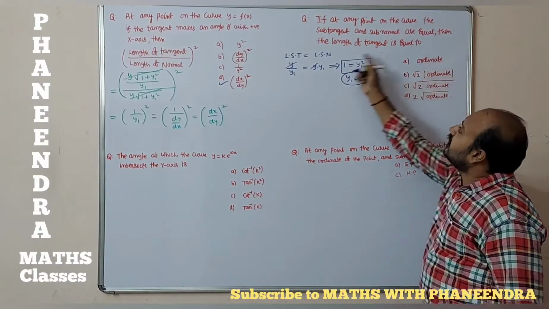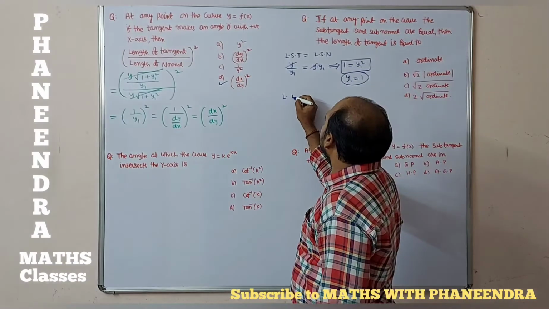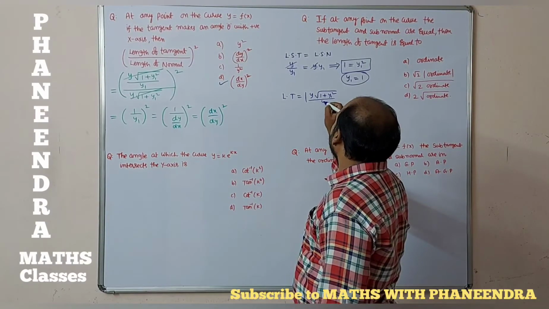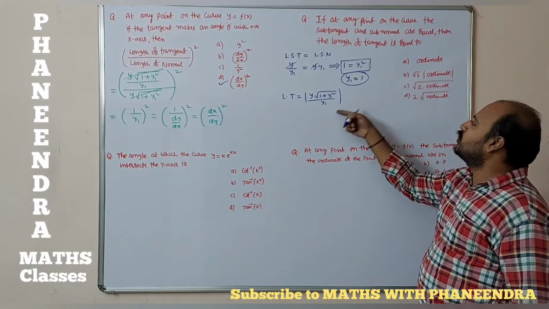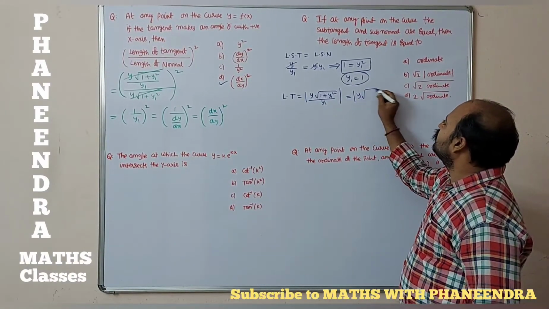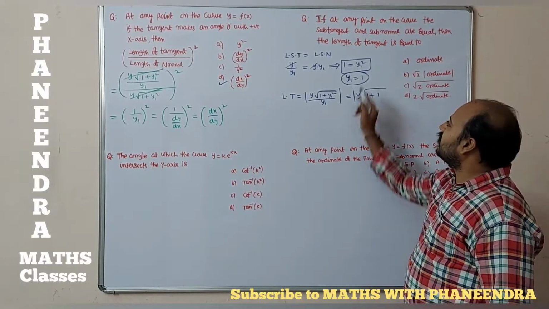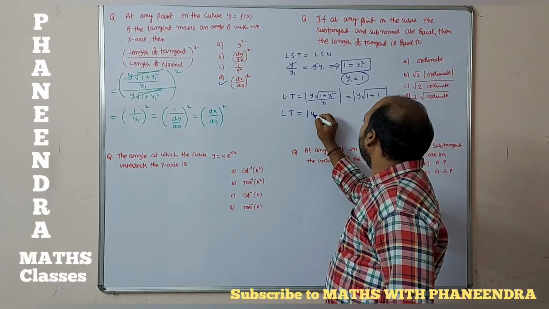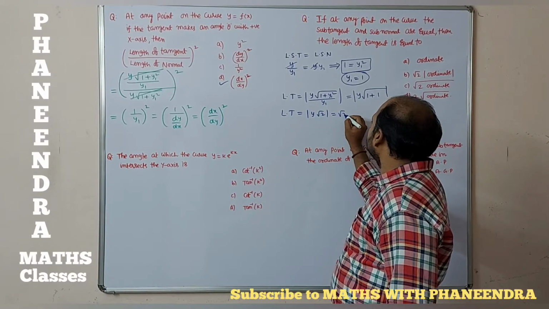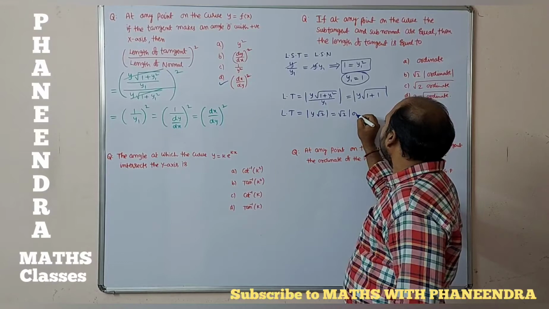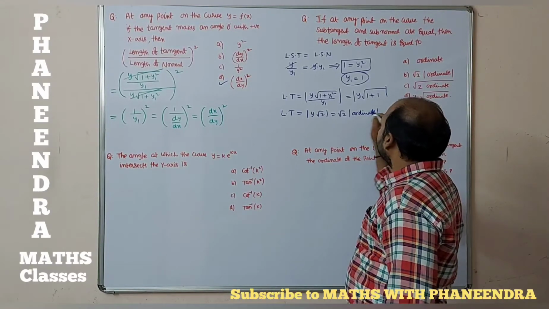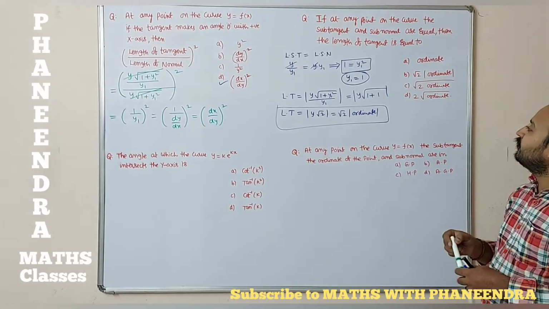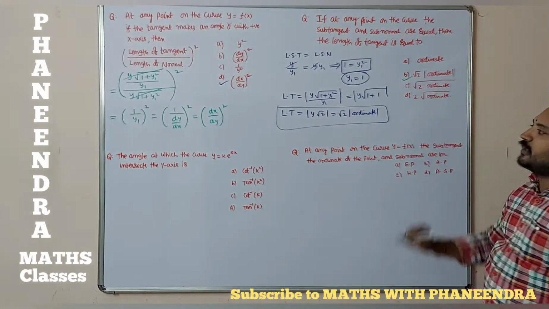But they are asking the length of tangent. Length of tangent formula is mod y into root of 1 plus y1 square, by y1. Whenever y1 value is 1, we need to write it in the denominator. Y into root of 1 plus y1 square, value is 1. So length of tangent is equal to mod y into root 2. We can write mod y as ordinate of the point. So length of tangent is equal to root 2 times the ordinate, which is there in the second option.